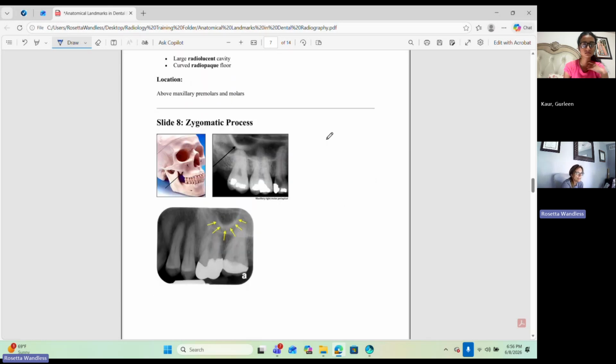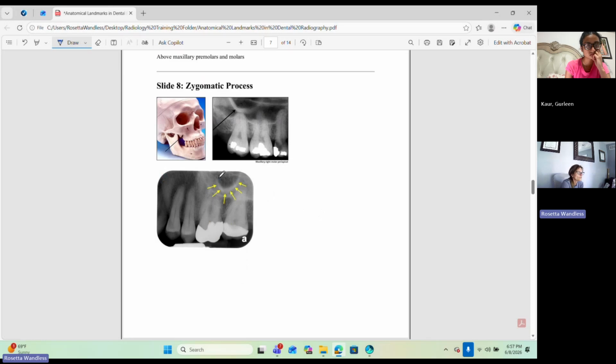Now, your zygomatic process is a really fancy name for cheekbone. Okay, so your cheekbone, you see this, it's either the shape of a J or a U. So anytime you see this real radiopaque area over the molars, it's your cheekbone. Okay.